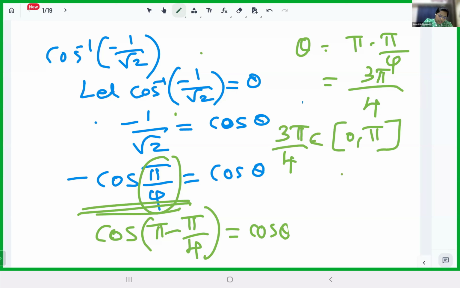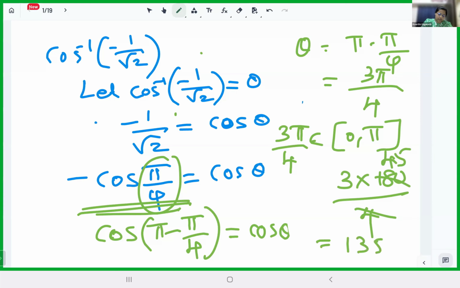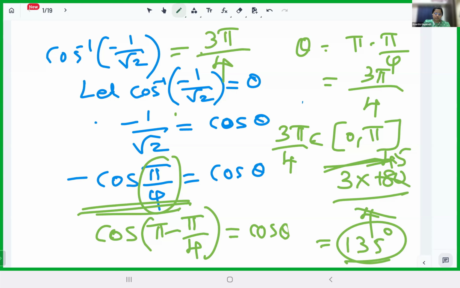How will you understand the 3 into pi? We can write pi as 180 by 4, so it gets cancelled here and becomes 45. 3 into 45 is 135 degrees. 135 degrees belongs to 0 to pi, right? 0 to pi means it varies from 0 to 180, so 135 degrees belongs to that interval. So we can say that the principal value of cos inverse of minus 1 by root 2 is 3 pi by 4.